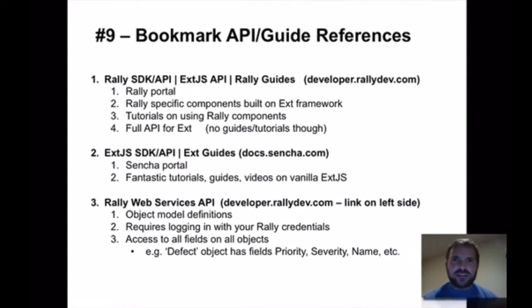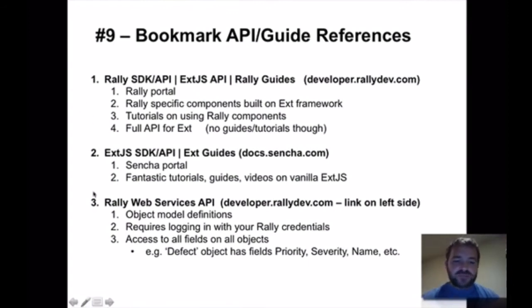As you saw, I was looking at the Object.each method earlier, and some other utilities for doing some looping. So it's convenient. You can go into the Ext API directly there, but you don't have all the guides and tutorials for it. That's why, on the second one here, I mentioned the Ext JS SDK and API and the Ext guides at docs.sencha.com. Bookmark that link. That's the Sencha portal, so it's not Rally, but it has a wealth of tutorials, guides and videos on the Ext JS framework and what's possible, and some great examples of what's possible too.